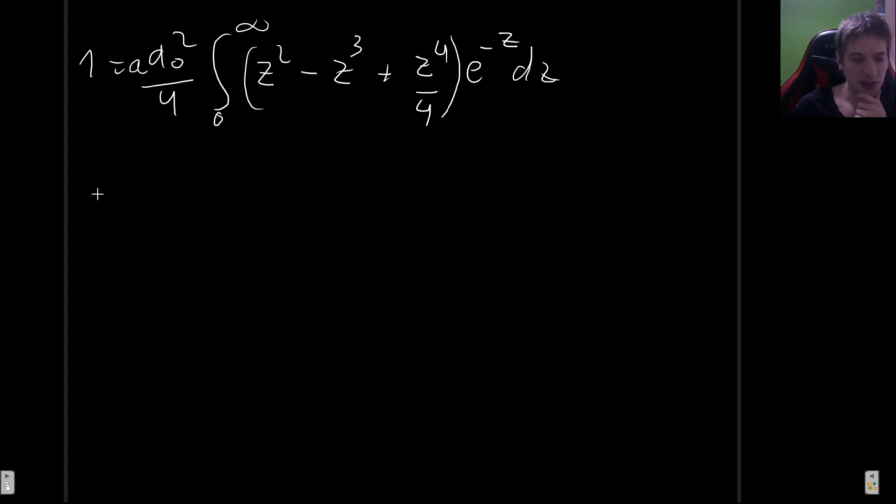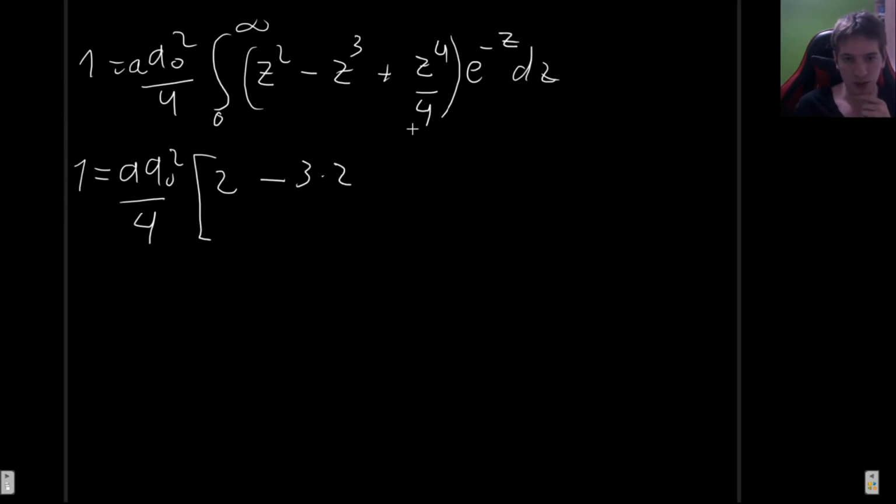So it's really tedious if you have to do it each time, so it is good to notice this pattern. So 1 is going to be a0 squared divided by 4. And then we're going to have, well, this right here is going to be 2 times 1 minus 3 times 2 plus 1/4 times 4 times 3 times 2. So what is this going to be?